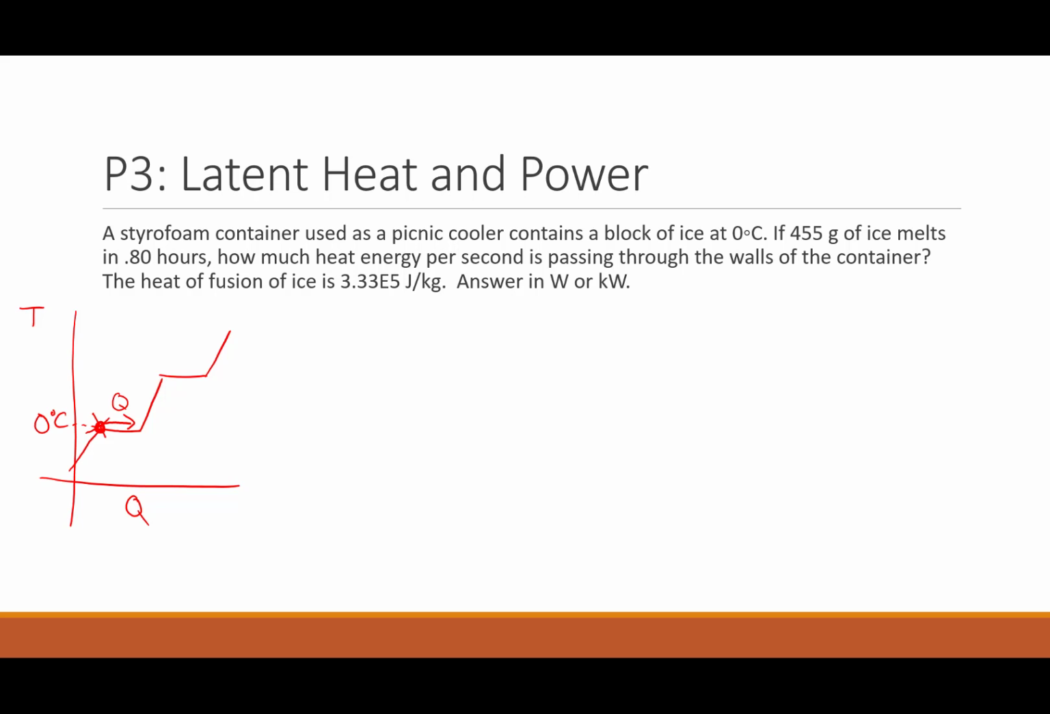It says 455 grams of ice melts. That's the mass. In 0.80 hours, that's the time it takes. We want how much energy per second, or power, is passing through the walls of the container. So that's P that we're looking for. We're given the heat of fusion of ice, and that's it. So if we want to find the power, that's the energy per unit time, we can start by finding the energy using our Q equals mL equation. And since we're melting our ice, that's the latent heat of fusion.